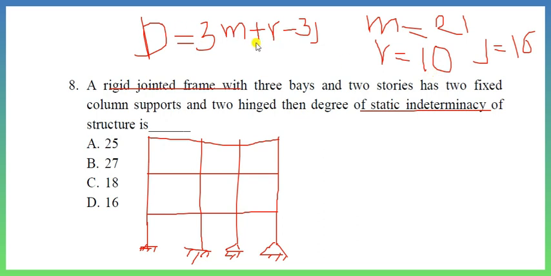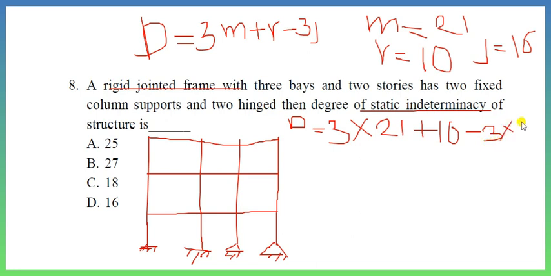So we have to put the values in this equation. We will get, D is equal to 3 into m, number of members 21, plus r is the number of reactions, that is 10, minus 3 into j, j is the number of joints, 3 into 16. 21 3s are 63, plus 10, minus 16 3s are 48.